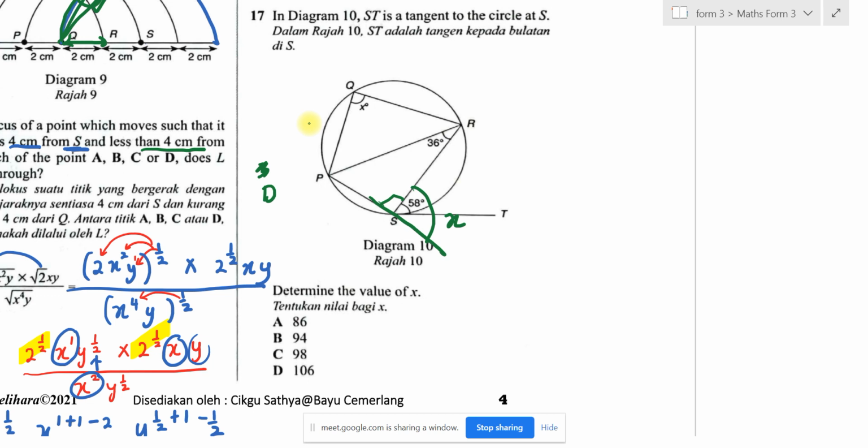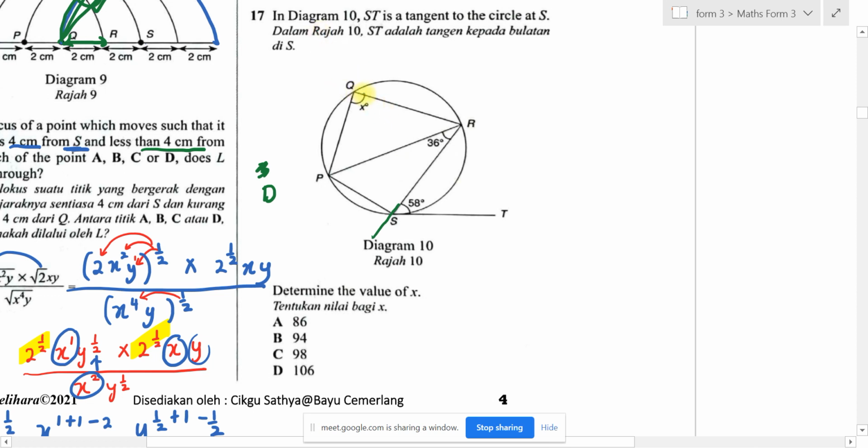The answer is 54. No, not in the list. Okay. They tell you like that. So what can I do? Can I do something here? No. This is not a diameter. ST is a tangent. There's no radius also.